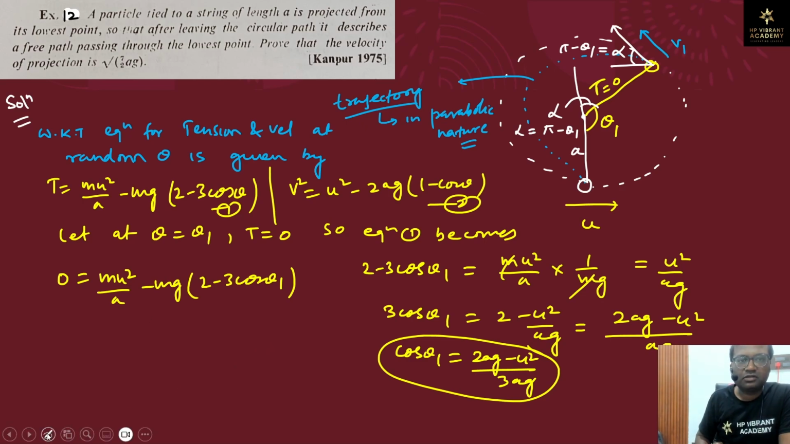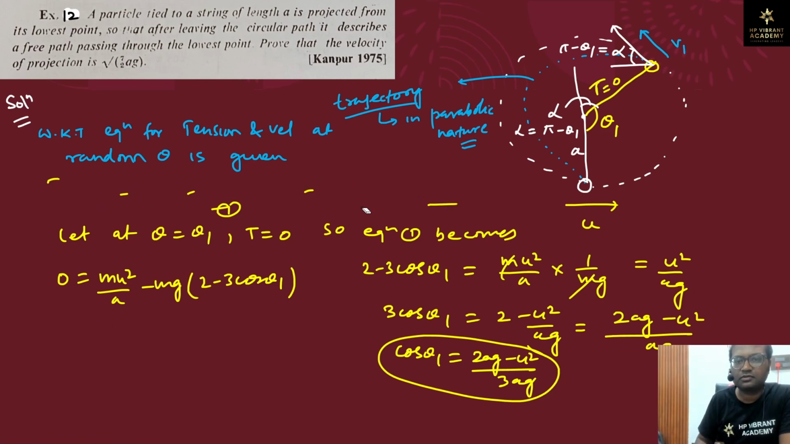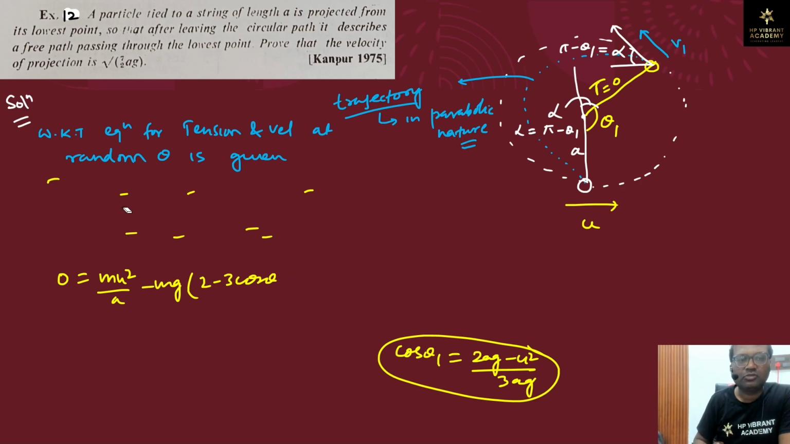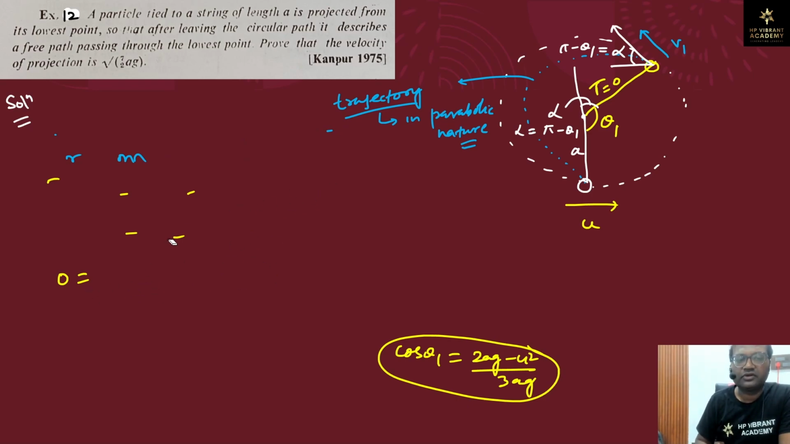Now let us find the velocity v1. At an angle of theta 1, it will leave the circular path and follow the projectile path, and it will pass through the bottommost point. Let us write down the equation of trajectory. For writing the equation of trajectory, we need to find the velocity v1. How can we find the velocity v1? For this, we have to write down the force balancing equation.